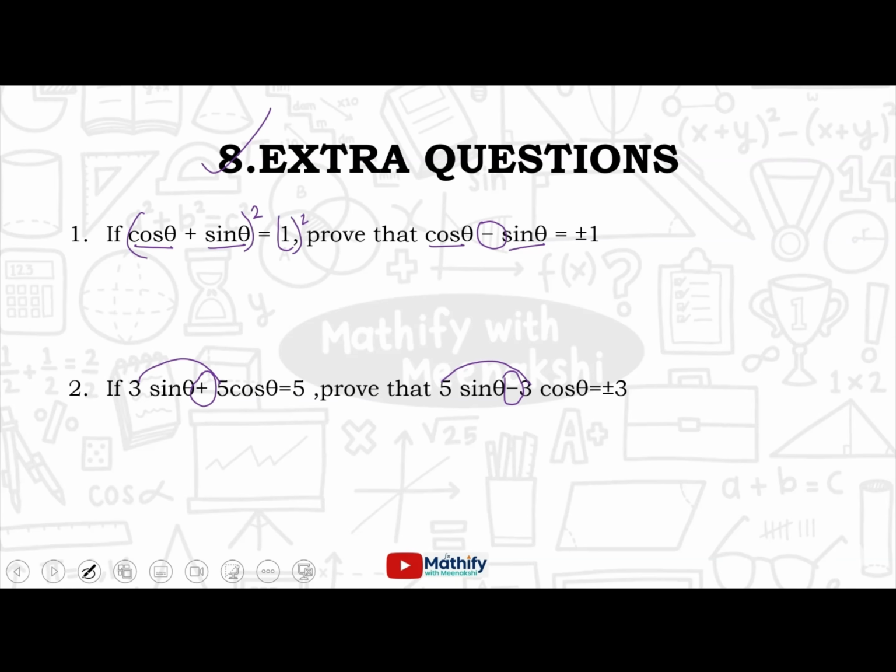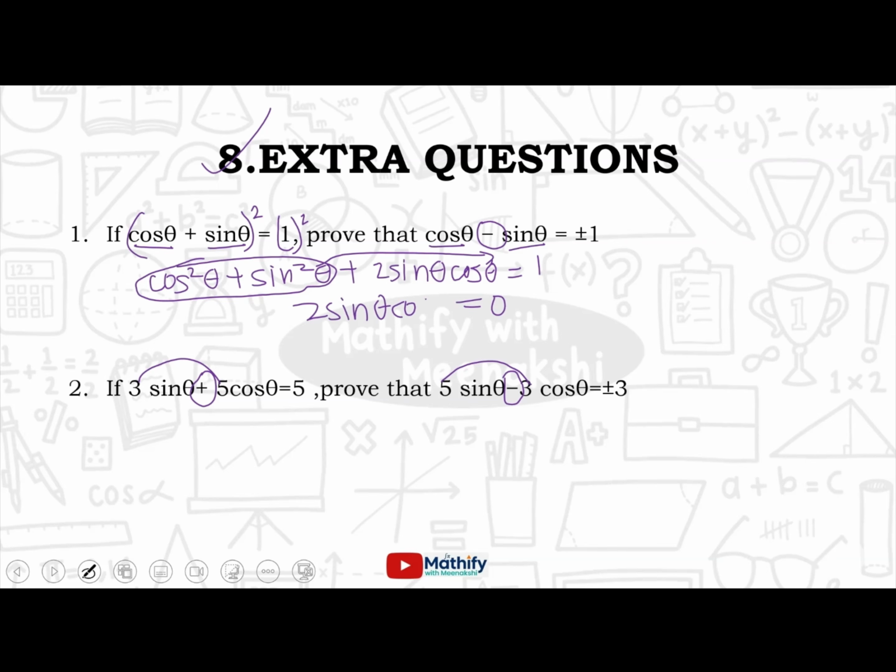So let's start. Cos square theta plus sin square theta plus 2 sin theta cos theta is equal to 1 square, which is 1. Now what is this? This is also 1. So if you transpose this, 1 minus 1 becomes 0. So 2 sin theta cos theta is 0. Just stop here.